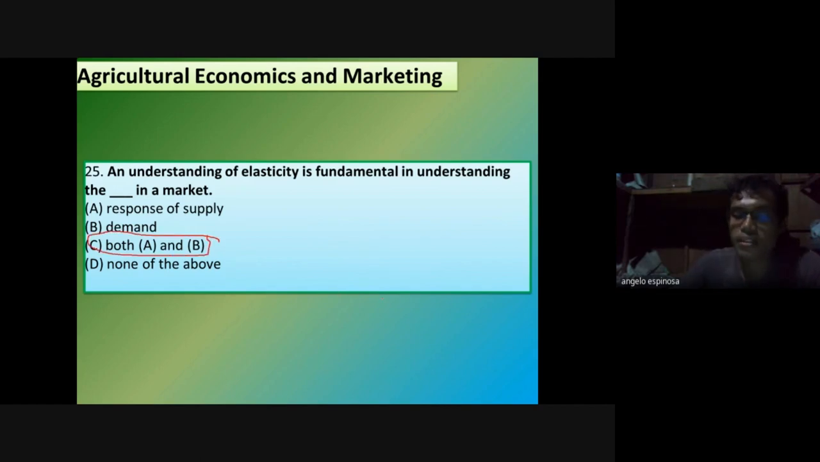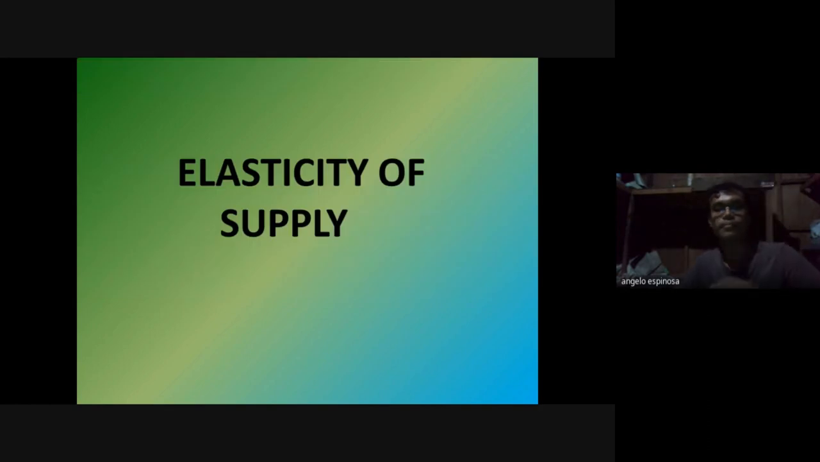Okay, so who got perfect? Class, who got perfect? Kindly put your scores sa ating chat box. Count the number of your correct and then put your scores now sa ating chat box.